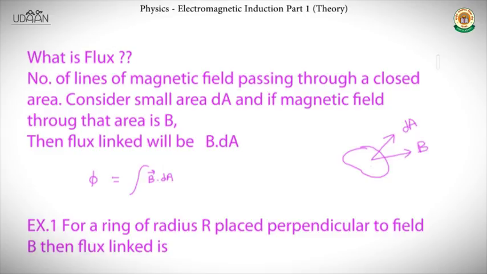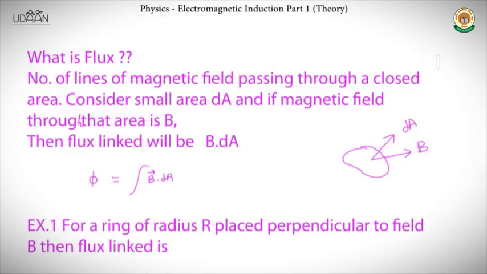See, before starting this chapter, I will give you a brief idea about flux. You all would have heard about flux. You have dealt with it in the magnetism part. Flux is nothing but the number of magnetic lines of force which are passing through a closed area. For calculating flux, you must check whether the field and the area are in the same direction or not. The flux equation can be written as integration of B dot dA.